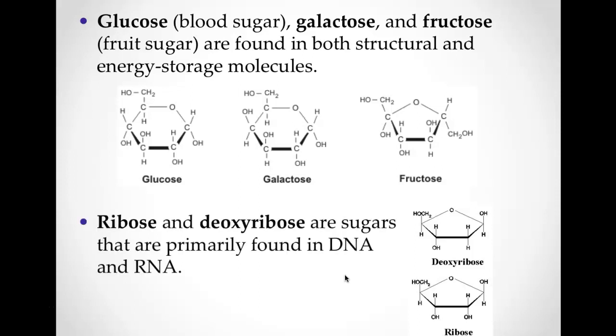Right? And then ribose and deoxyribose are found. So ribose is in RNA, deoxyribose is in DNA. And that's easy to remember because ribose starts with R, deoxyribose starts with D.